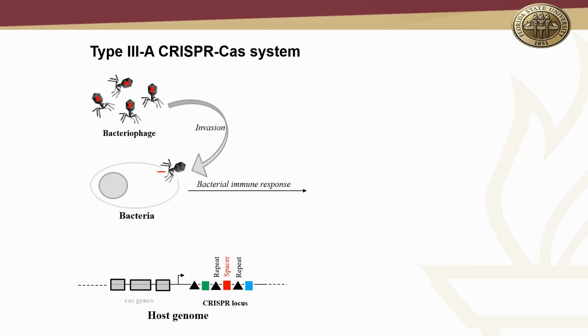To achieve this, the host genome encodes a set of Cas genes and a CRISPR array. This CRISPR array contains several short spacer sequences that are arranged in between repeat sequences. It is these unique spacer sequences that are key to identifying the invading RNA transcript.